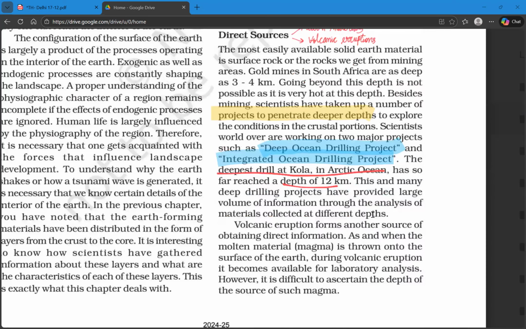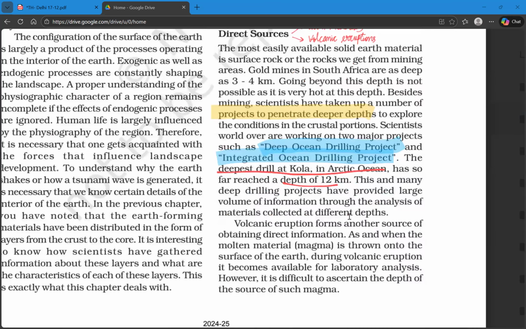And the next direct source is volcanic eruptions. What happens in a volcanic eruption? The magma, which is from the mantle, comes all the way to the surface of the earth, bypassing the crust. So this can give some detailed information about the interior of the earth also. Volcanic eruption forms another source of obtaining direct information.